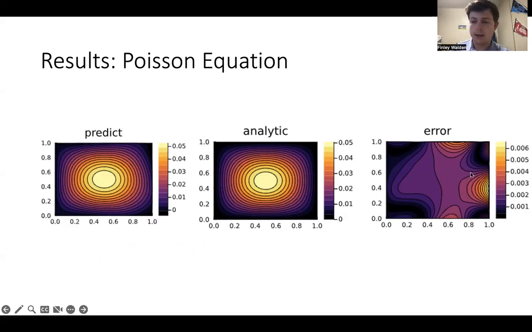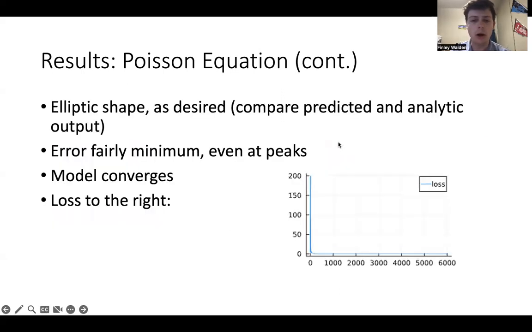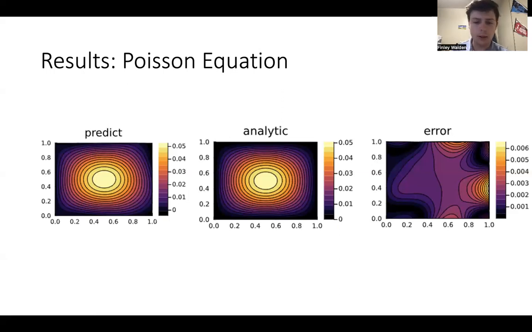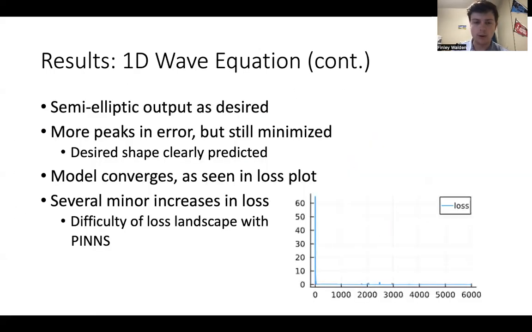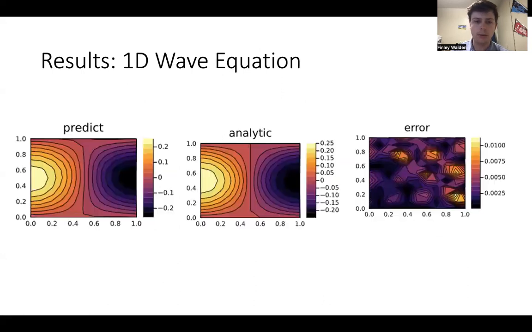If I go back, this error, the brightest yellow, the highest degree of error, is only just above 0.006, where the range is from 0 to 0.05. It's a small error. The model converges as the loss plot shows here, and there are really no increases in loss after the initial convergence, which raised concerns for me of overfitting or possible issues. But realistically, I found that this was the best amount of time. Training for the 6,000 iterations was really no problem.